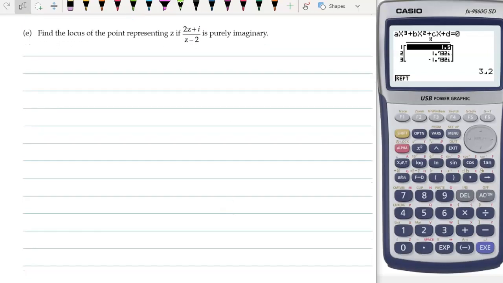Okay, part E, we have another locus question. Find the locus of the point representing Z if this thing is purely imaginary. Let's start by figuring out exactly what that thing is doing. So start with Z equals X plus IY. That's your usual starting point, especially if you can't really see what to do with a question. Just pop that in and see what falls out. So then 2 times Z will be 2x plus IY plus I, all over x plus IY minus 2.